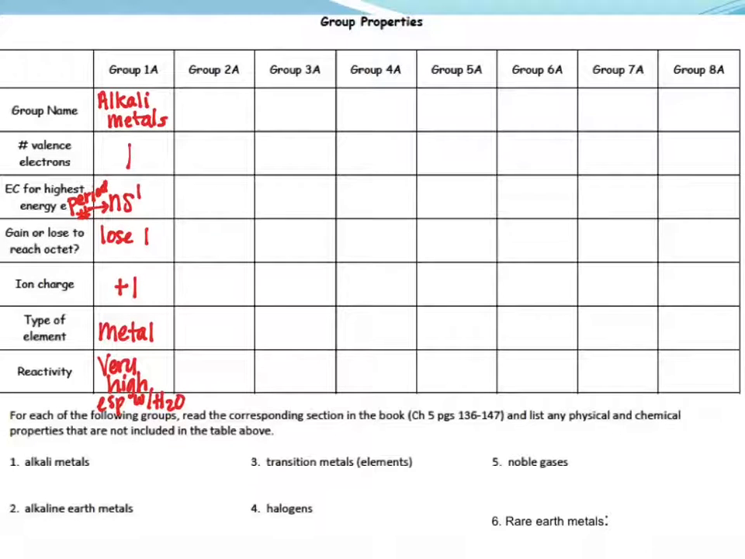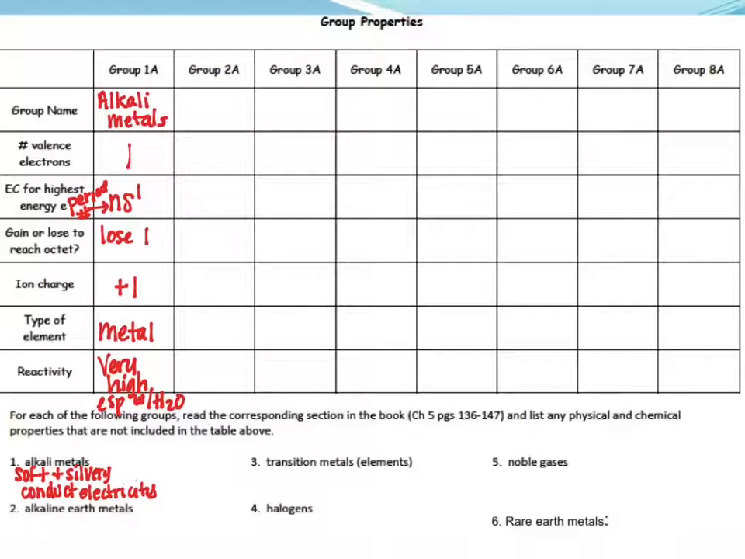Some extra info we put in there about the alkali metals was that they are soft and silvery, and they conduct electricity. Any questions about the alkali metals? So if I were to ask you to list the properties of the alkali metals, you would go to this chart and get that information from there.